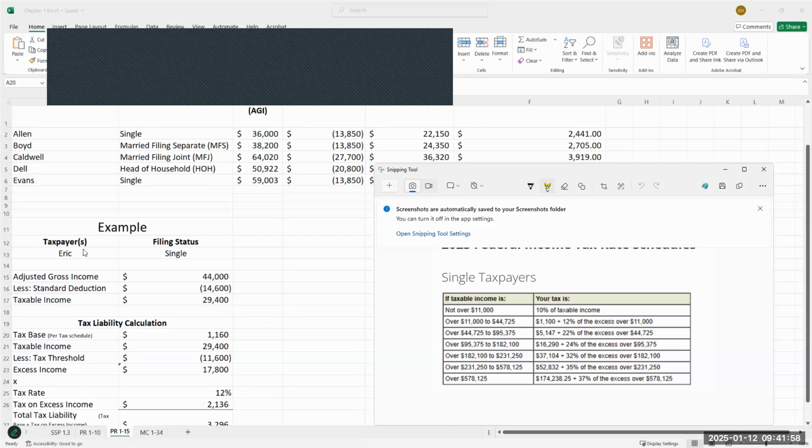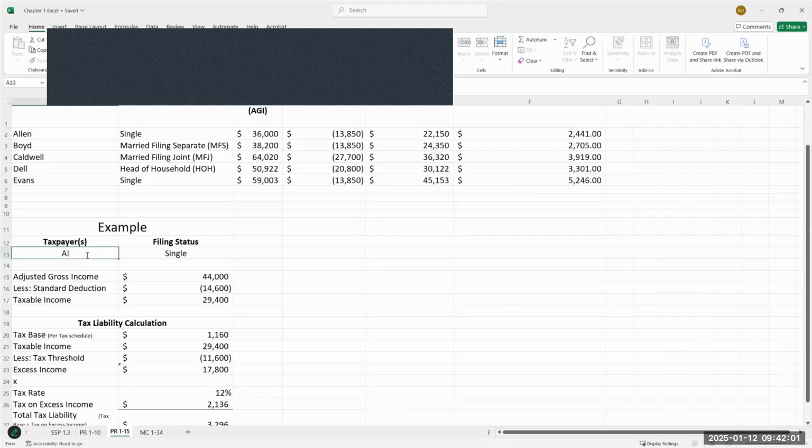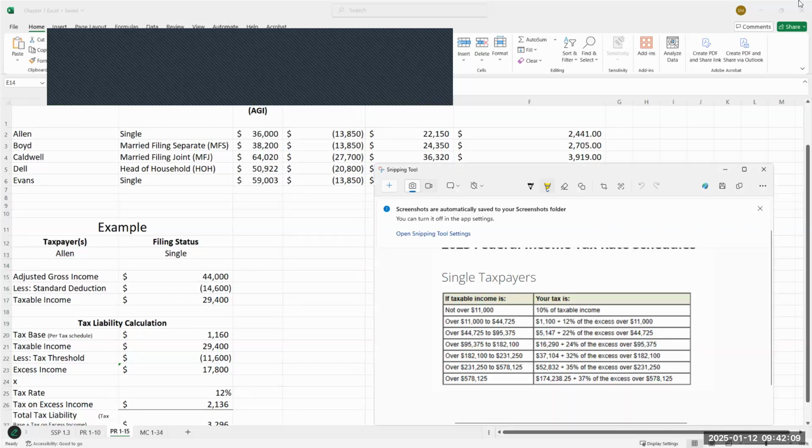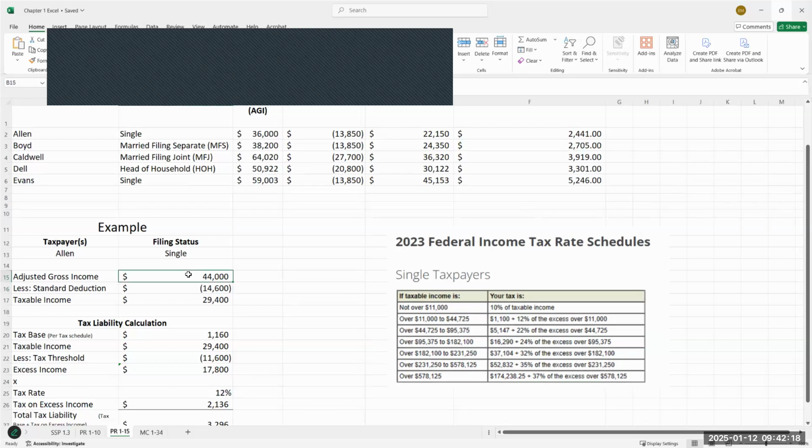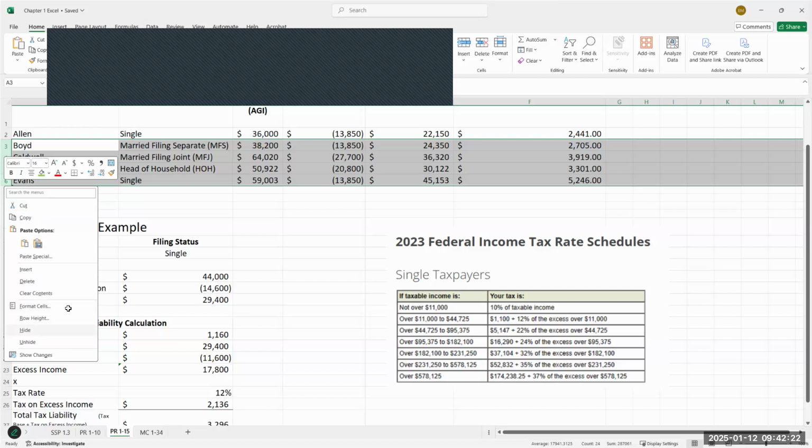So we see for Alan, we calculated that the tax was $2,441. So we use the tax table. Now we're going to use the tax rate. Again, I want you to be able to understand how this works. So I'm going to copy this and actually paste it so we can just be all in the spreadsheet. Perfect. So for Alan, I'm going to hide these so that way there's no confusion.